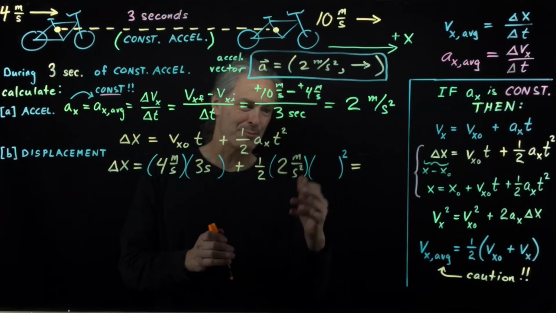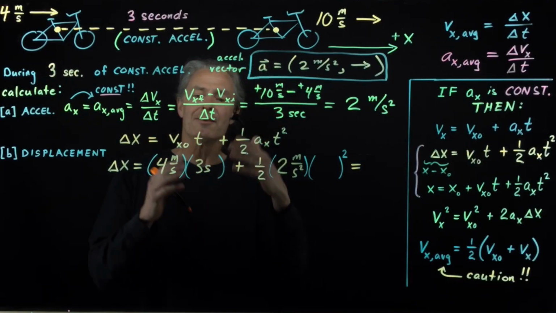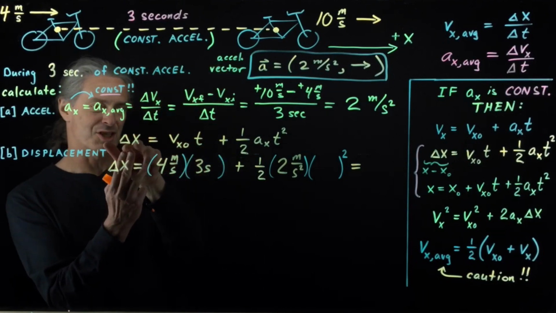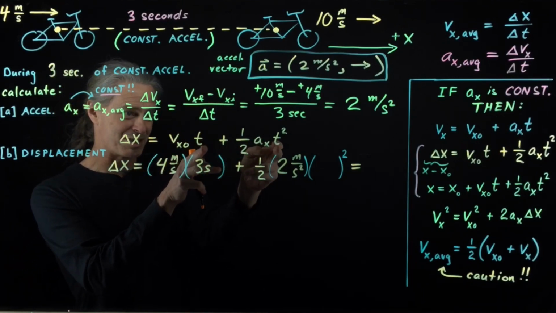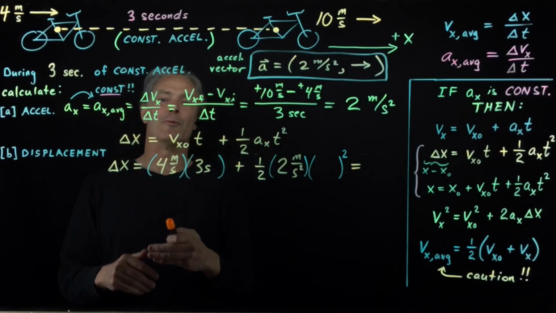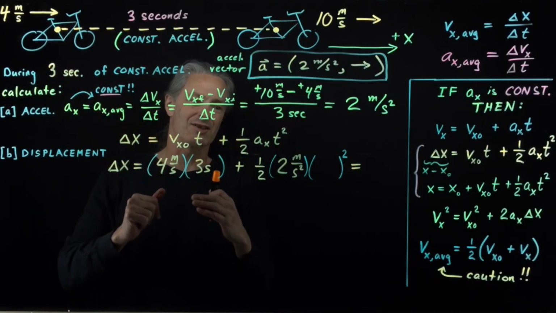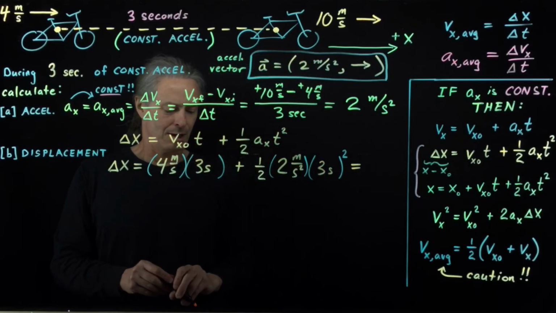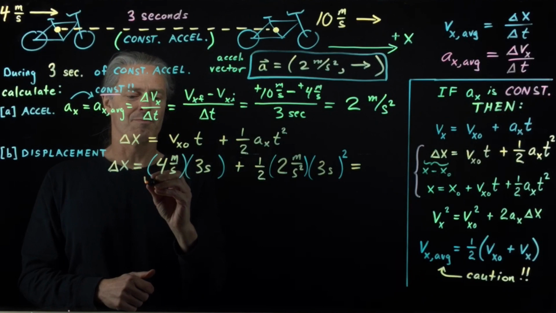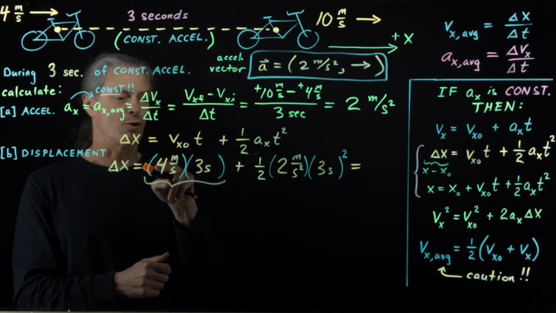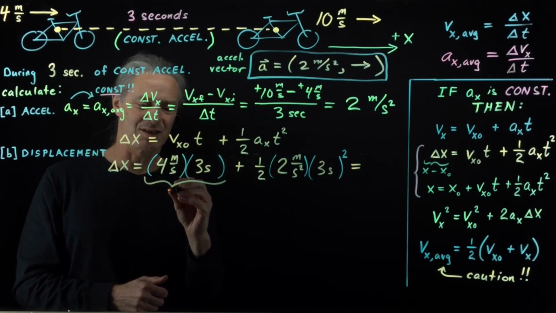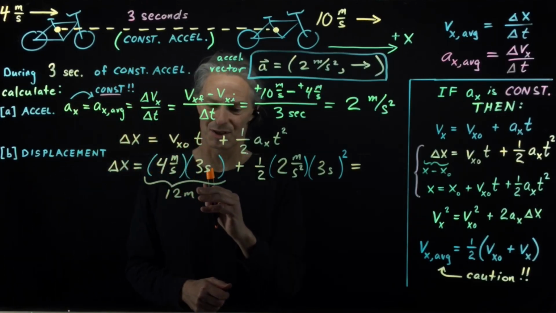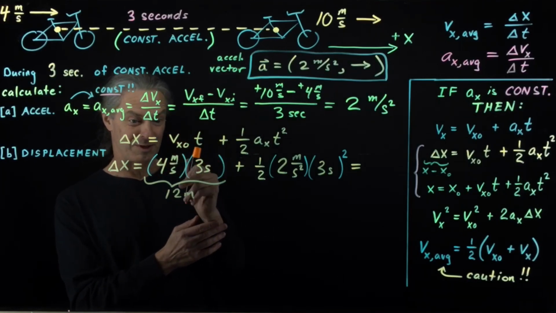And then again, I need the elapsed time squared. Again, I need to use the same time here as here because I'm trying to find the displacement that corresponds to this amount of elapsed time. All right, so I want to find the displacement during a full 3-second time interval. I need the full 3 seconds in for the time. All right, so let's work out the parts of this. 4 meters per second times 3 seconds gives me 12 meters, because seconds divided by seconds gives us 1, and then we're left with units of meters.